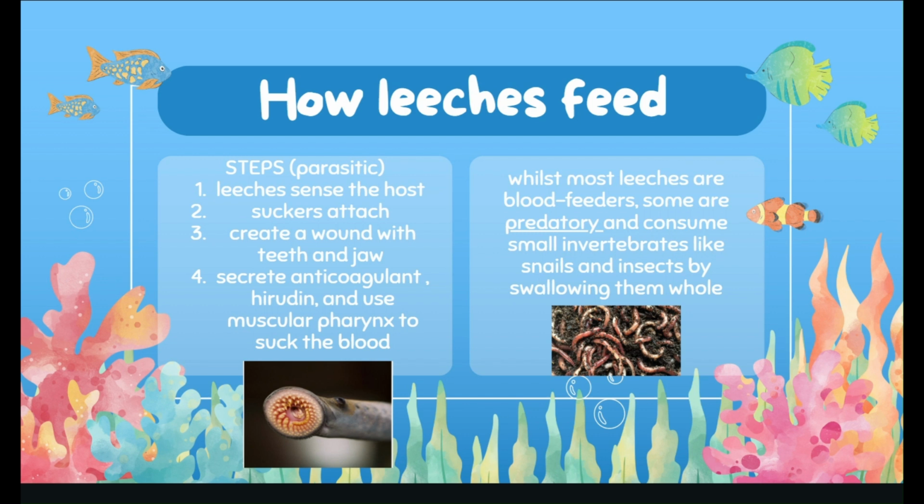Talking about feeding, how does it get its food? Leeches have a keen sense of smell, taste, and vibration to detect potential hosts. They have a sucker on each end of their body, and they use their anterior sucker to attach to the host. Then they use their teeth to create a wound in the host's skin and secrete an anticoagulant called hirudin, and use their muscular pharynx to suck the blood from the host. Feeding can last up to several hours and they can consume several times their body weight in blood. However, while most leeches are blood feeders, some are predatory and consume small invertebrates like larvae, snails, and insects by swallowing them whole.